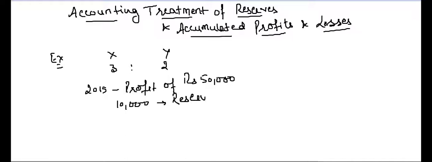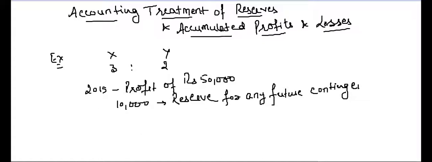They will keep 10,000 as reserve for any future contingencies. As you all know, the reserves are created to meet any future contingencies. So there are two partners X and Y sharing profits in the ratio of 3:2. In the year 2015 they earned a profit of 50,000, and out of this 10,000 they kept as reserve for any future contingencies. Now what is the profit left after this?